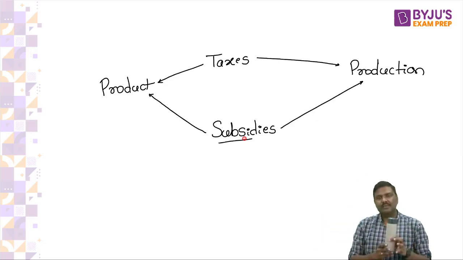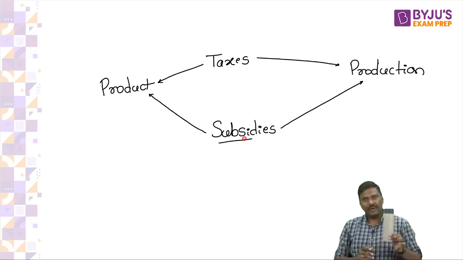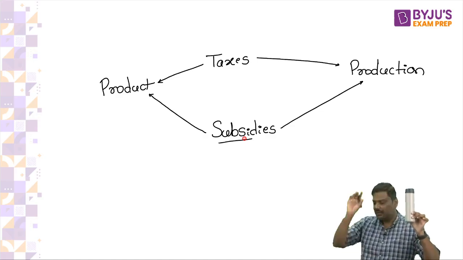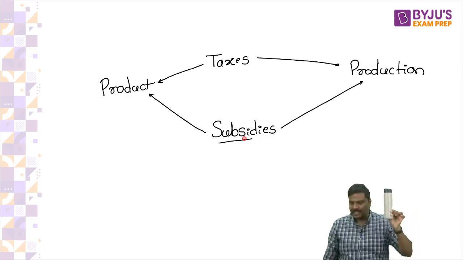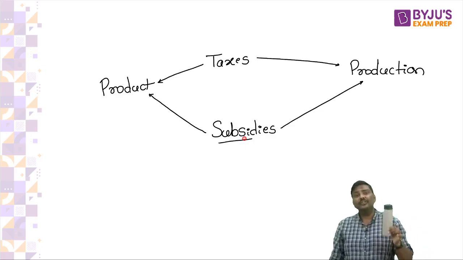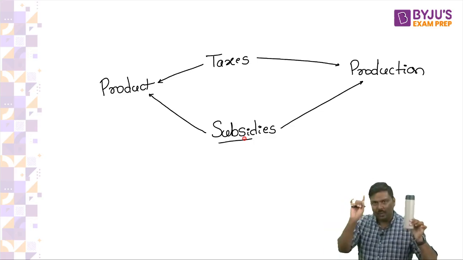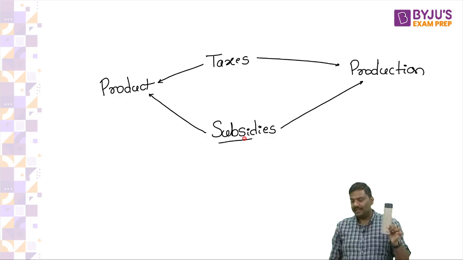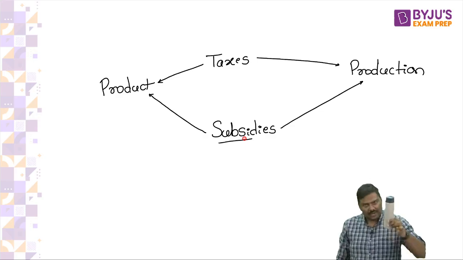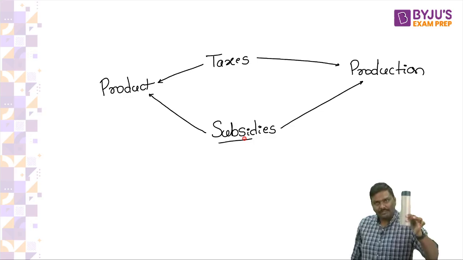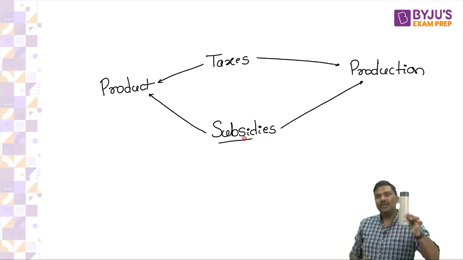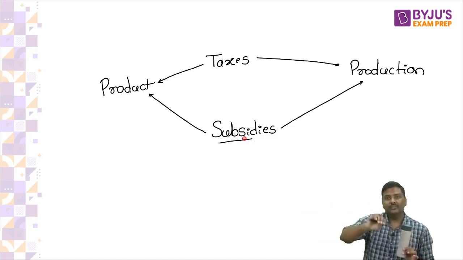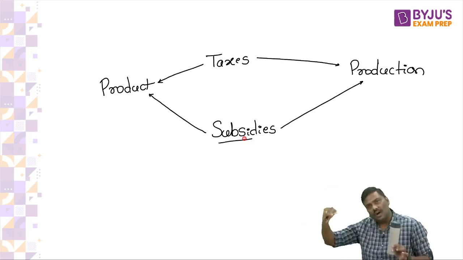Let me ask you a very simple question. Imagine the government of India will give you, for every one bottle that you are producing, a subsidy of 10 rupees. Now have a look at this. If you produce one bottle, you will get 10 rupees. Produce two bottles, 20, three bottles, 30, four bottles, 40, and so on.